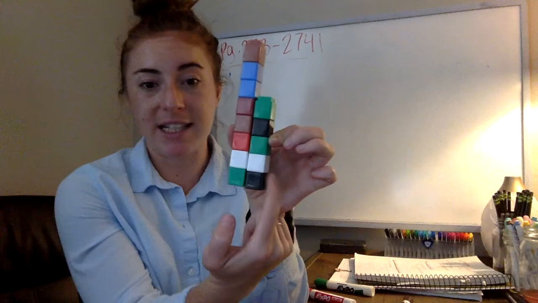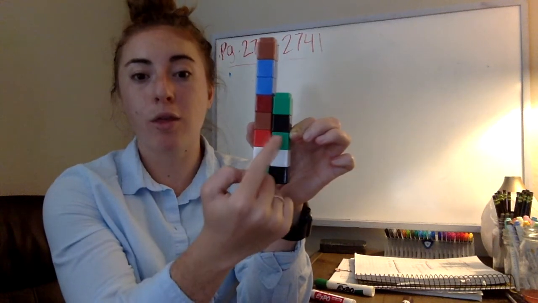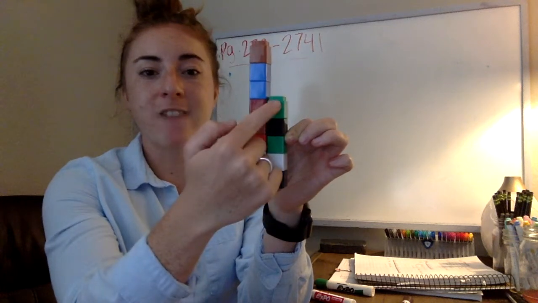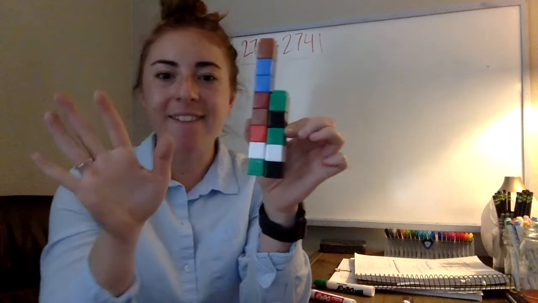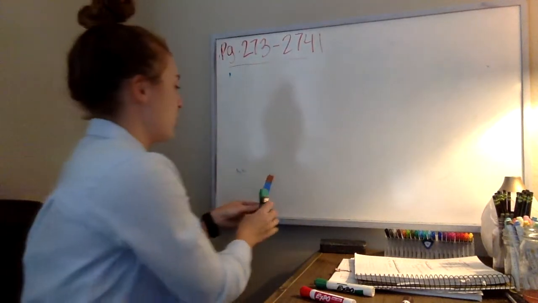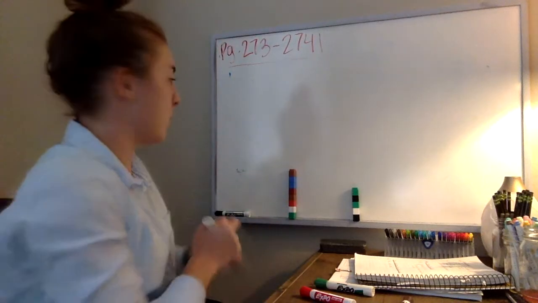Now let's count this tower. Ready? 1, 2, 3, 4, 5. This tower is how many blocks tall? 5. That's another way to describe those towers. I'm going to write these on the board so we can see those words.